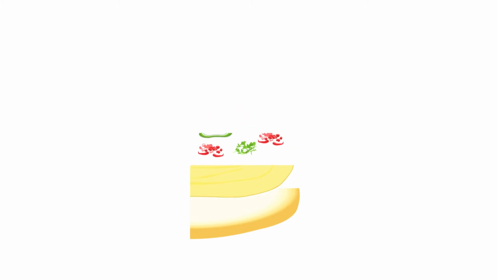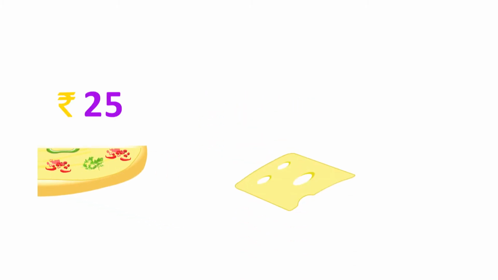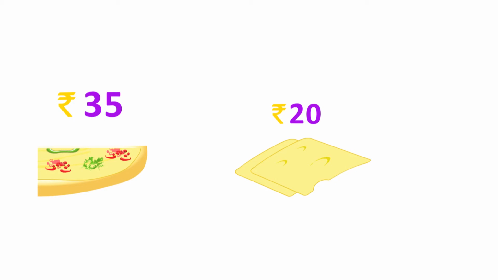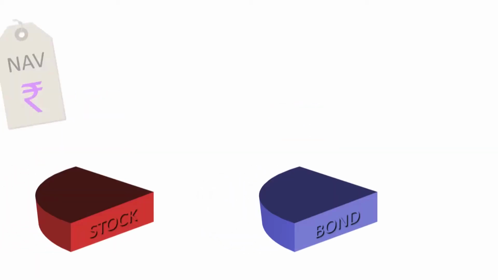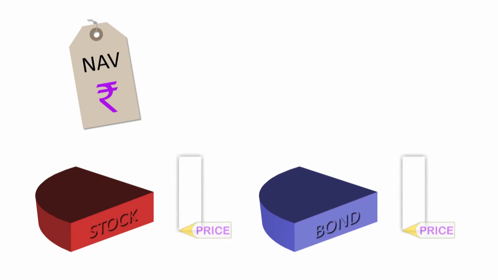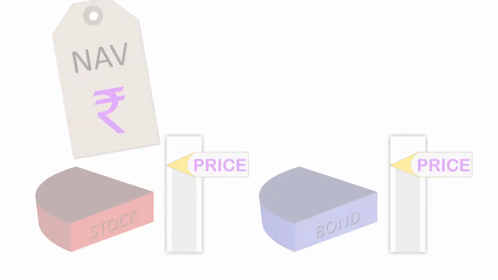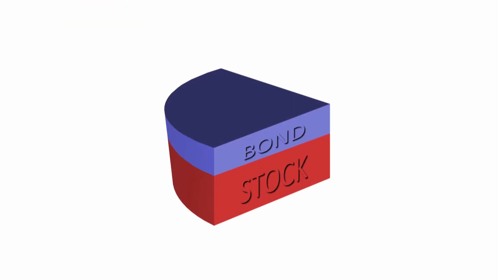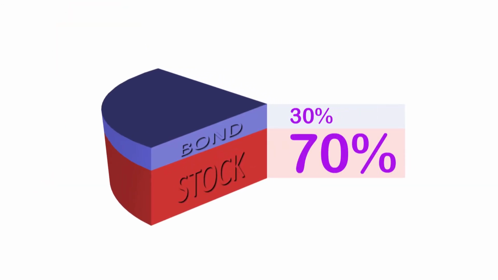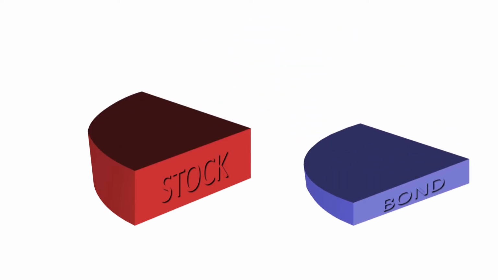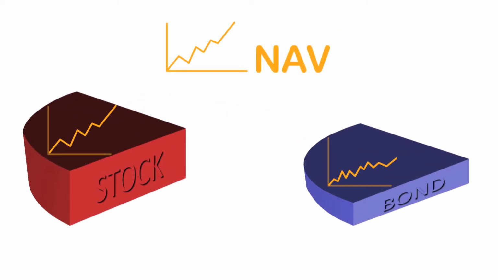The proportions of each ingredient in the pizza also affect its price. For example, some pizzas contain more cheese than others and are therefore affected more by changes in the price of cheese. Similarly, the NAV of a mutual fund is affected by changes in the prices of the instruments it has invested in and the shares of the various instruments in the fund's portfolio. The NAV of a fund that invests heavily in stocks will be closely linked to stock market movements.